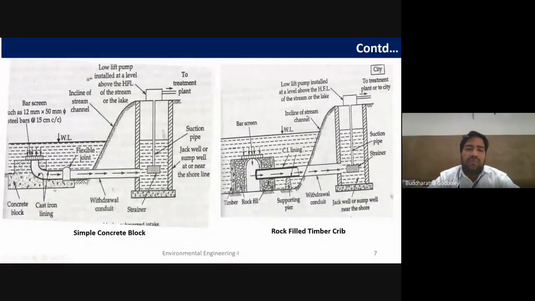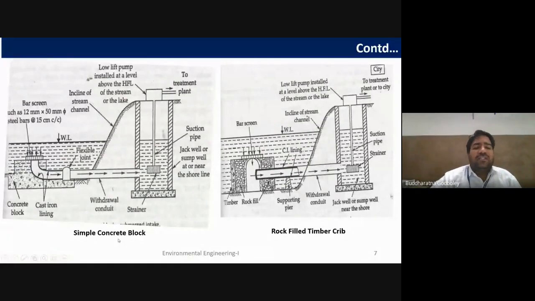If you see this diagram properly, you can see there are two diagrams. One is a simple concrete block and another is rockfill timber. But you can see the major portion of the intake structure is submerged in both conditions. This is the intake structure, which is submerged under the water. This is your water level. The same is happening in the rockfill timber crib. You can see this is a water table, and below that your structure is made.